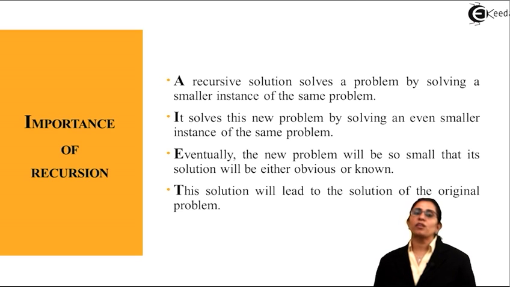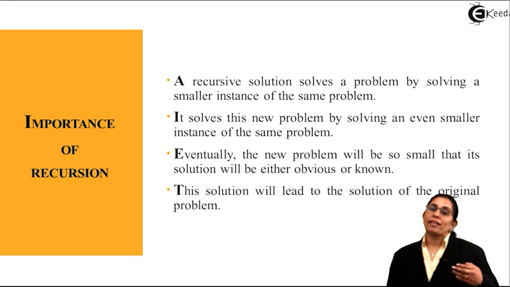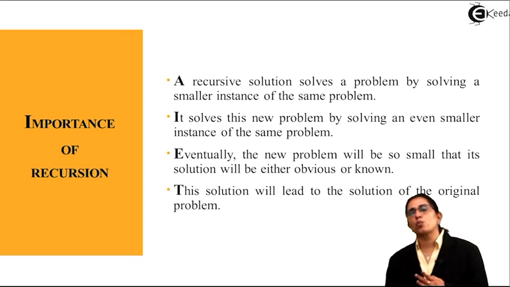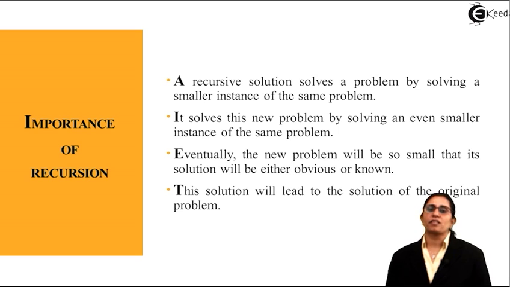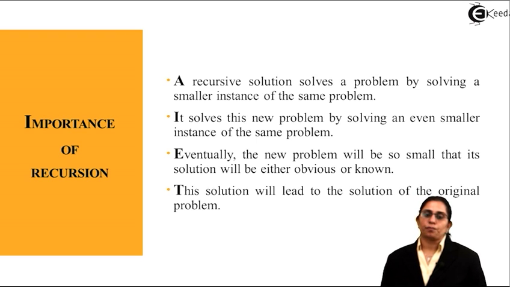This solution will lead to a solution of the original problem. That is, when I started with 5 factorial and reduced down to 1 factorial, by the time we reached the 1 minus 1 function call itself, we had already approached the problem solution. So recursion was easier to implement for the factorial than iteration. Thank you.